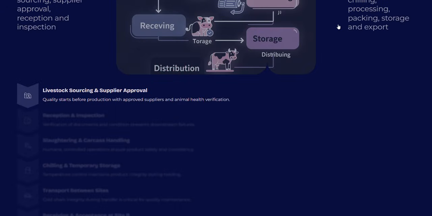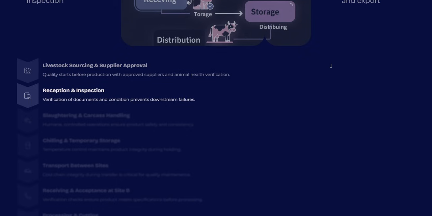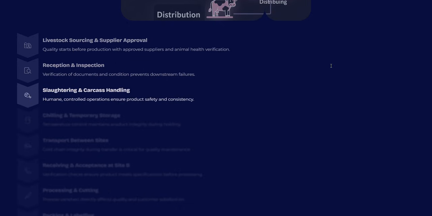Now, let's look at the first, livestock sourcing and supplier approval. Here, quality starts before production with approved suppliers and animal health verifications. So we need to ensure that. Then we have reception and inspection. Verification of documents and coding prevents downstream failure. Then we have slaughtering and carcass handling, humane, controlled operations to ensure product safety and consistency.